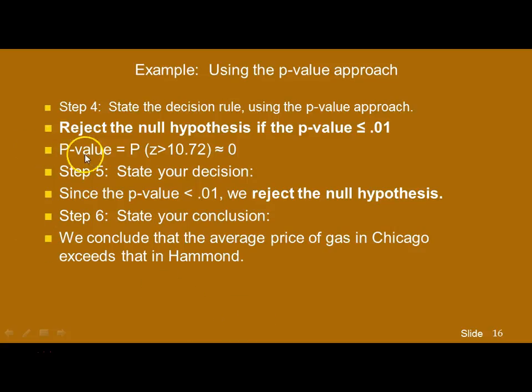Remember how to find the p-value. You take your calculated z-value, in this case 10.72, and since this was a right-sided test, you're going to find all probability to the right of that. Well, 10.72 goes way off your z-table because there's almost no probability left beyond 10.72, so we'll just say it's approximately 0. Wavy lines meaning approximately. So our p-value is clearly less than 0.01, so again, we get the same decision. We reject the null hypothesis, and again, we conclude that average gas prices in Chicago exceed that in Hammond.